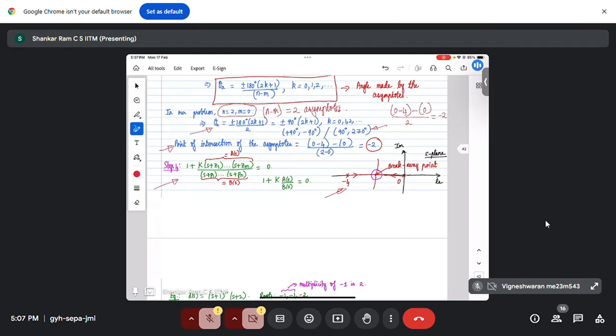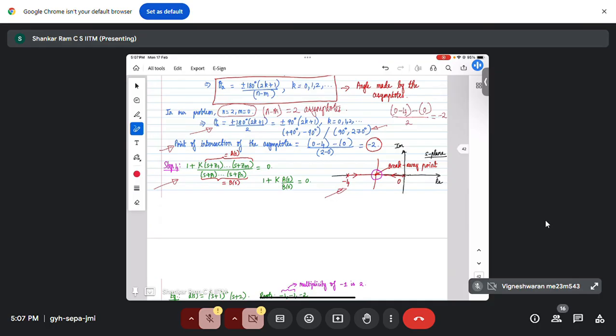So this is our open loop transfer function: K times (s plus z1) all the way till (s plus zm), divided by (s plus p1) all the way till (s plus pn). We call the factor (s plus z1) all the way till (s plus zm) as A of s, and (s plus p1) all the way till (s plus pn) as B of s.